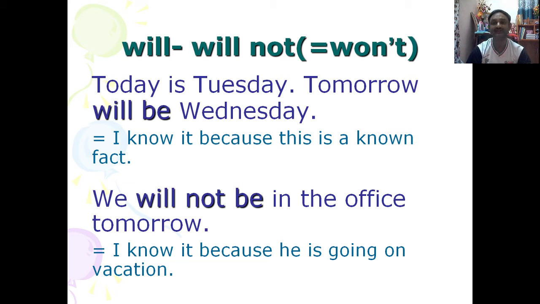So the sentence comes before us in this pattern. Today is Tuesday. Tomorrow will be Wednesday. I know it because this is a known fact. You can understand this sentence in this manner. Similarly, we will not be in the office tomorrow. It can be understood as: I know it because he is going on vacation.